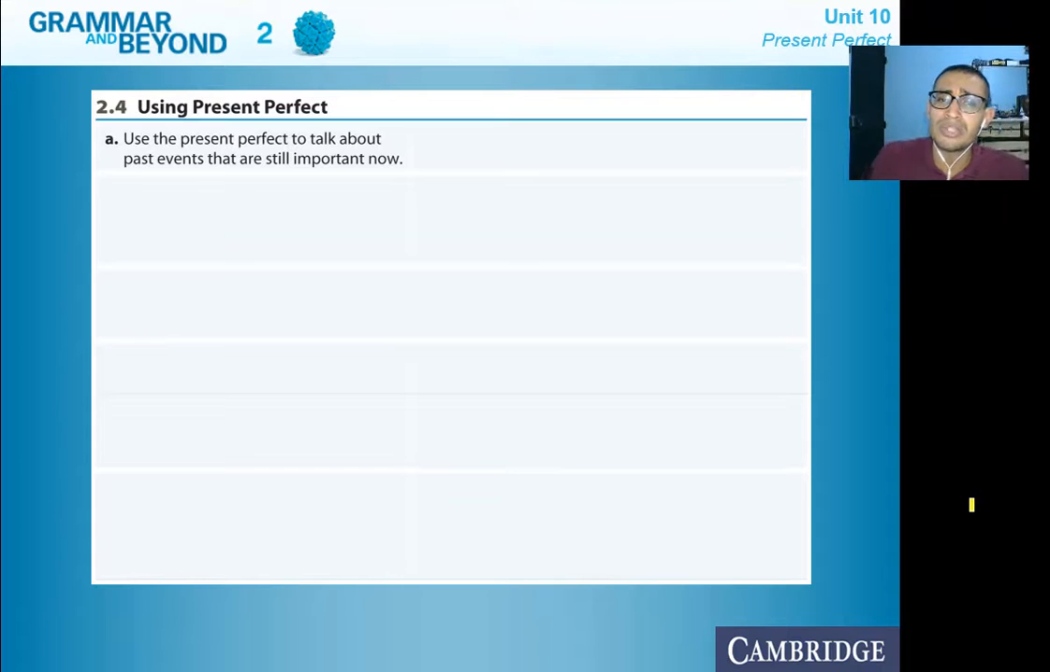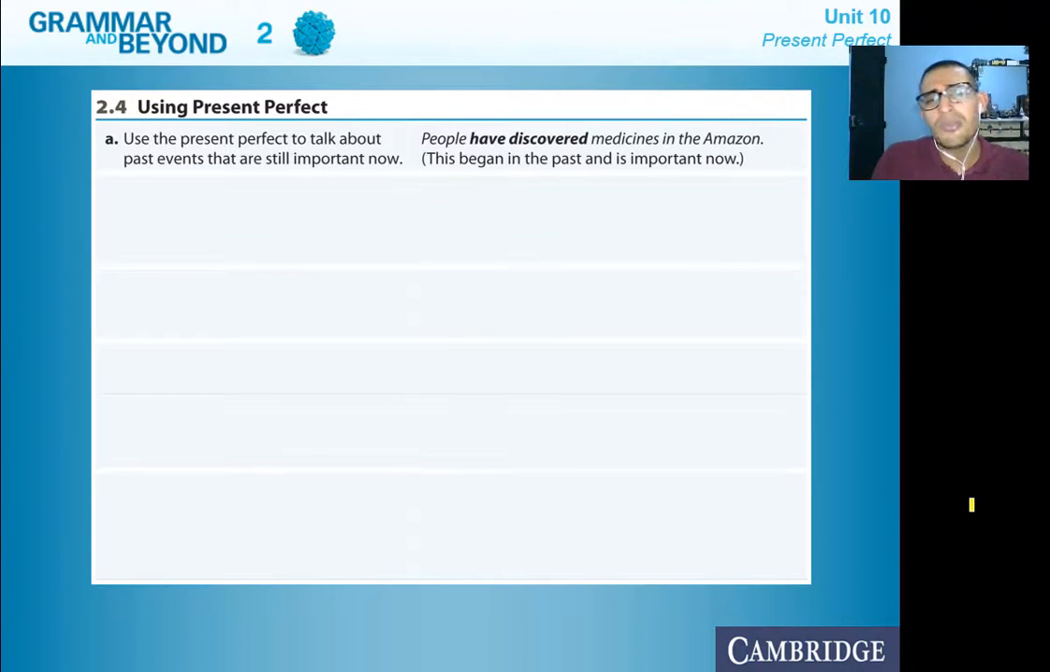Now let's go to the different uses of the present perfect. We have the first one. Use the present perfect to talk about past events that are still important now. People have discovered medicines in the Amazon. This began in the past and is important now still, okay? Because medicines are important, okay? Especially in these days, right?